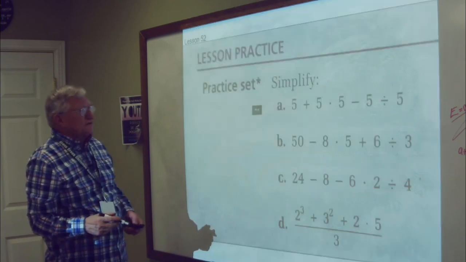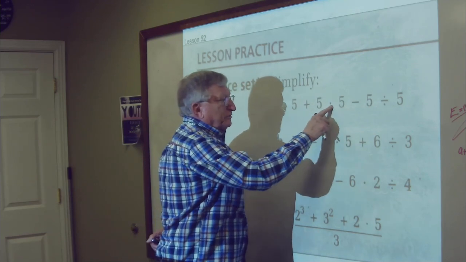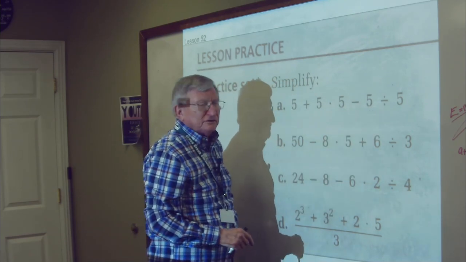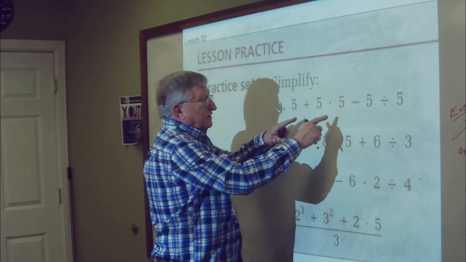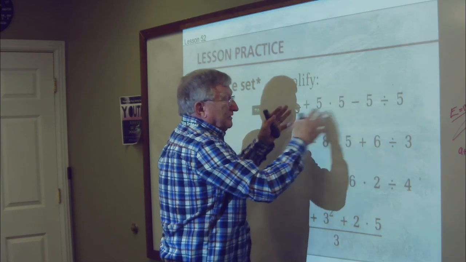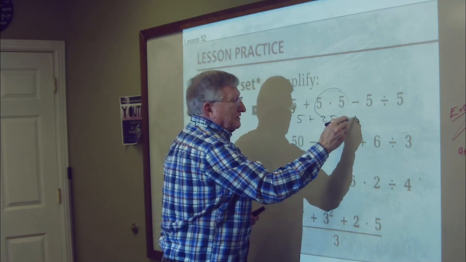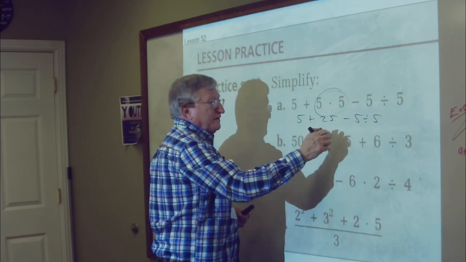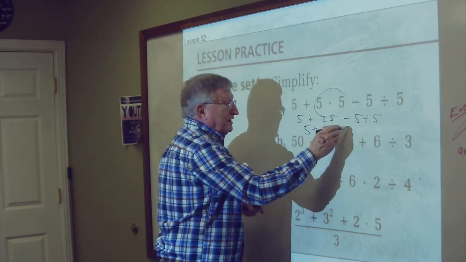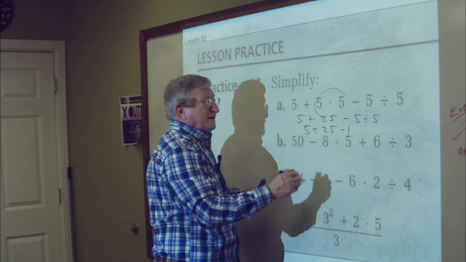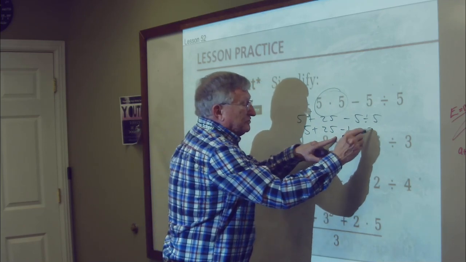So here's some sample problems. If you look at this, I've got an addition, a multiplication, subtraction, and division. What do you do first? Well, there's no parentheses, there are no exponents. So I'm going to do multiplication and division first from left to right. That means this is the first thing I do. So I've got 5 plus 25 minus 5 divided by 5. There's the first step. Then I've got division. I've got to do it before addition and subtraction. So I've got 5 plus 25 minus 1. Now I've got addition and subtraction only, left to right. 5 plus 25 is 30. 30 minus 1 is 29.